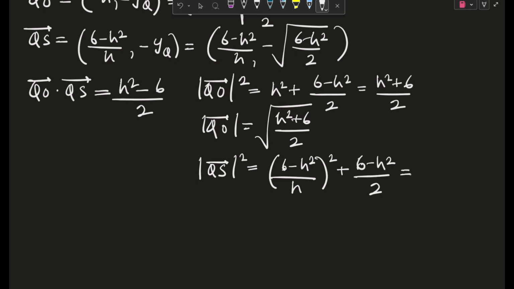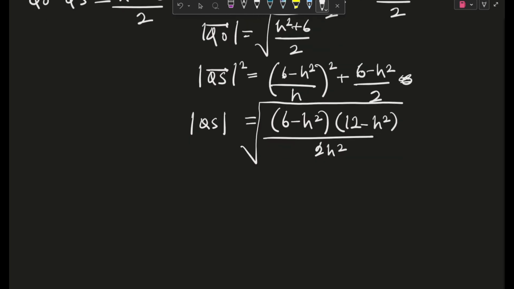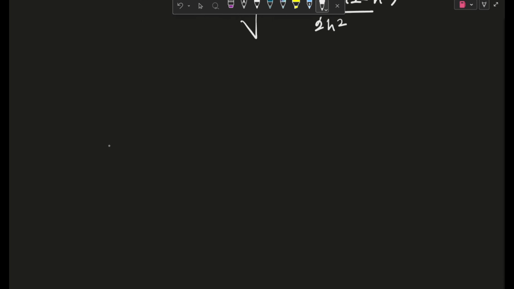Okay, so guys, if we manipulate this particular thing, this is coming out to be, I will write here, 6 minus H square. You can take a square common if you want also, maybe it will make it easier. 6 minus H square into 12 minus H square, whole divided by 2 times H square. So actually mod QS, this thing will be root under of this. Okay, so guys, we have everything in place to find out cosine theta.